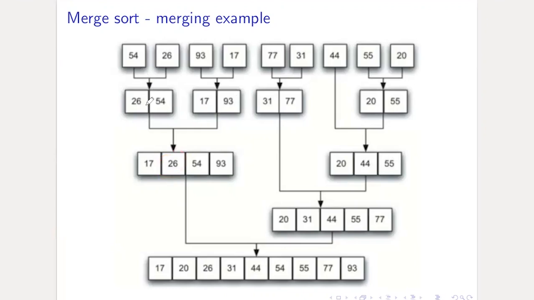And then you get the next left hand side value, this 54, and then you have the 93, and you would compare and see that the 54 is smaller, so you put it there, and the next time you have only a single element left. So you just put it here. So that's how the merging happens. Splitting and merging.